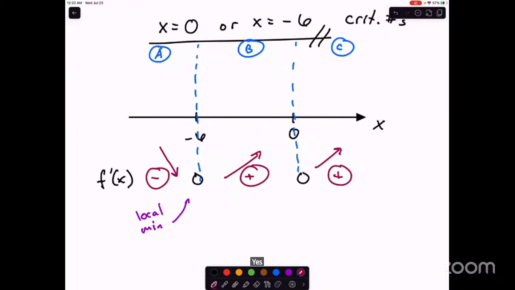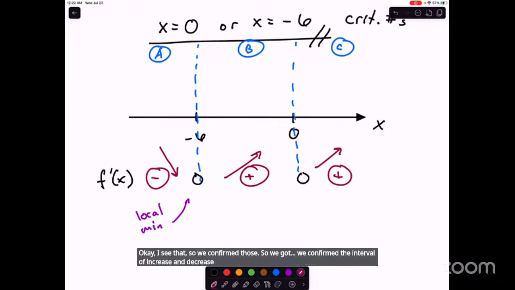Yes, negative infinity to -6, we see it is decreasing. And it is increasing as x goes from -6 to infinity. Okay, I see that, so we confirm those. So we confirmed the interval of increase and decrease.